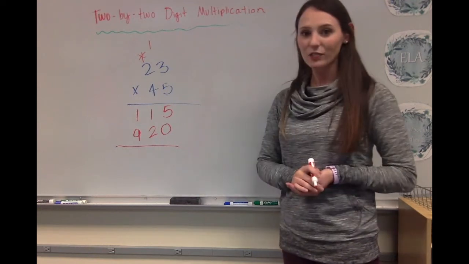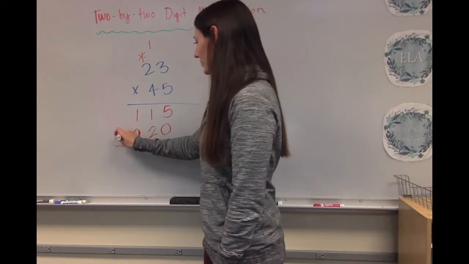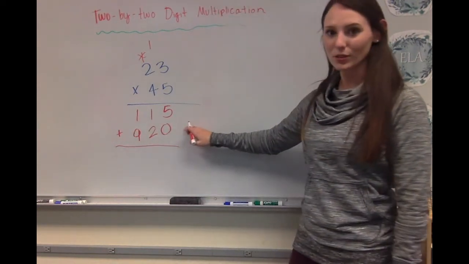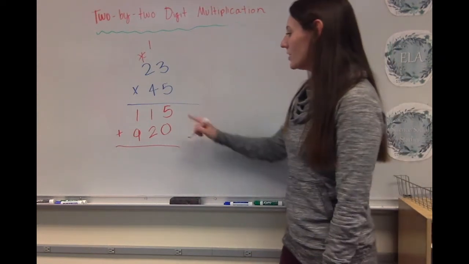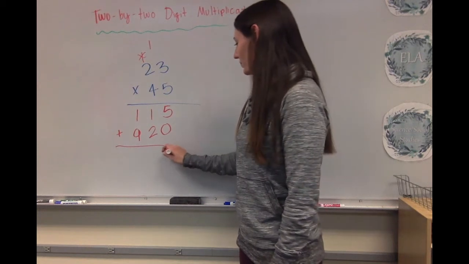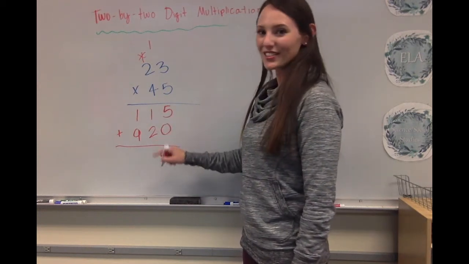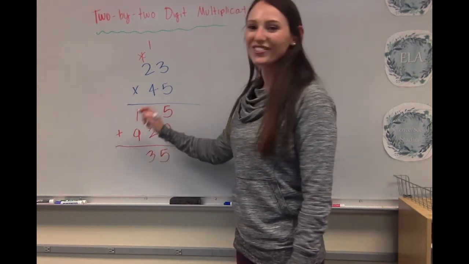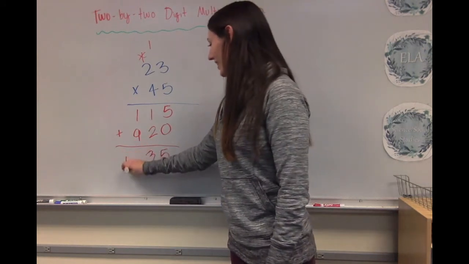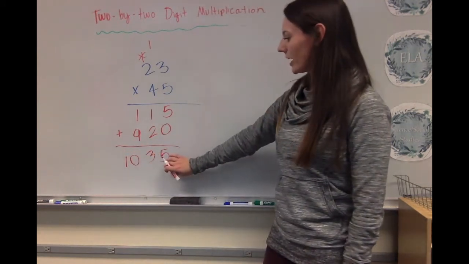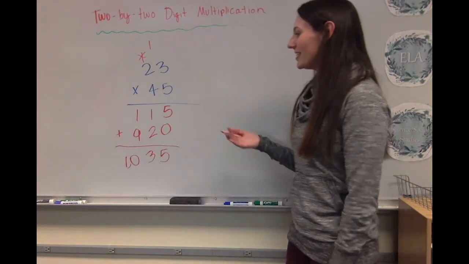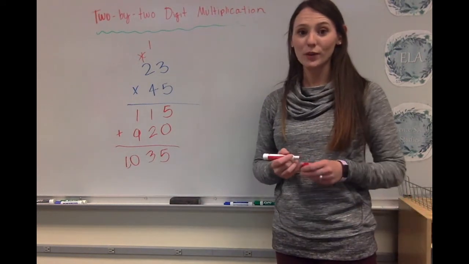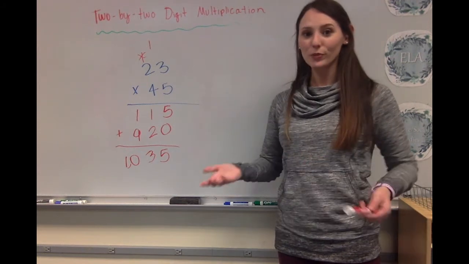The last thing that we're going to do is add. So we're going to add these two numbers up, and then we'll have our final product, the answer to a multiplication problem. So 5 plus 0 is 5. 1 plus 2 is 3. And then 1 plus 9 is 10. And don't forget your comma. We're going to count 1, 2, 3 over and put in our comma. Okay, so there you have it, folks. That is how you do 2x2 digit multiplication. And we're going to do one more problem together.